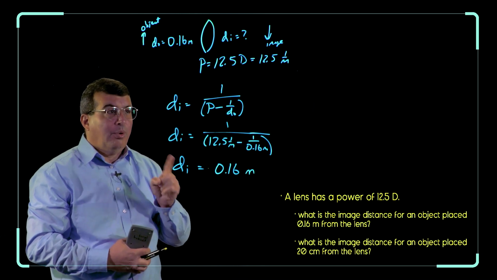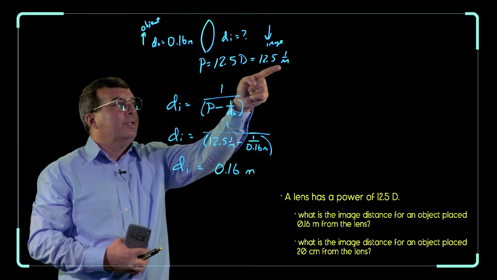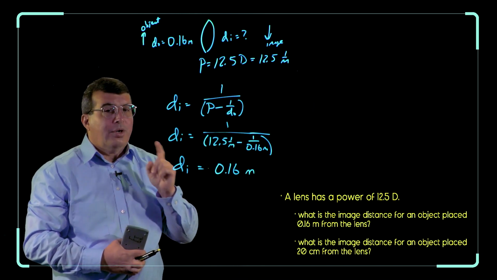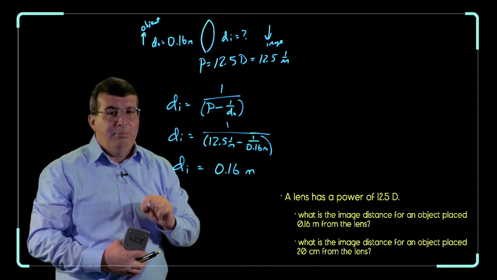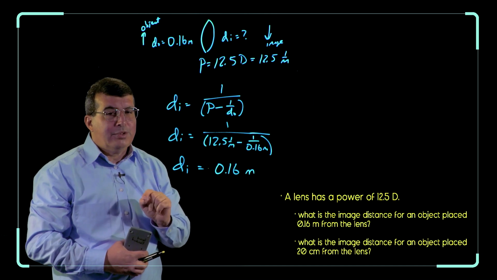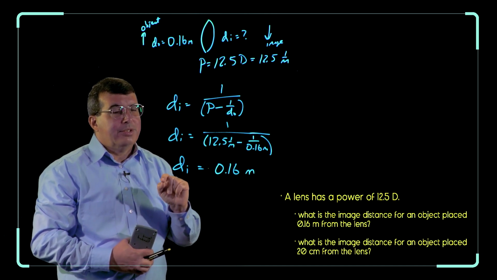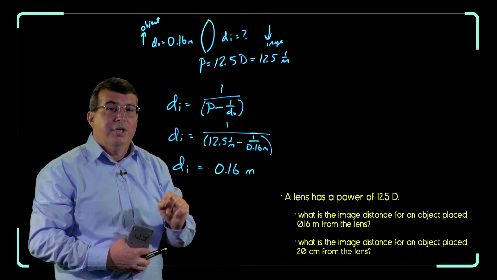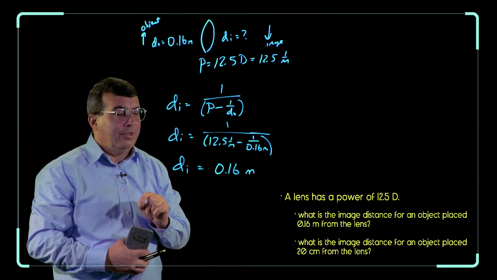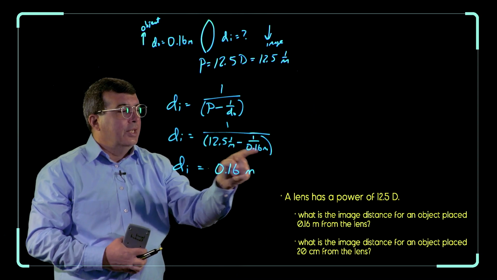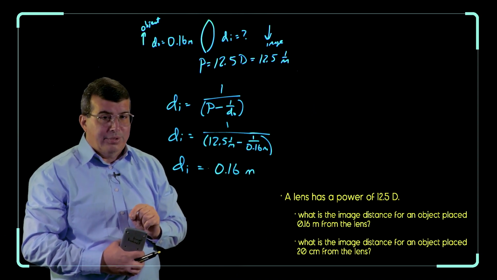So that's why it's important that a diopter is an inverse meter, and it's also why it's important that our object distance be in meters. And in the next question, the object distance is going to be given in centimeters, but we're going to have to convert that to meters before doing our calculations. Otherwise, we will confuse our units.